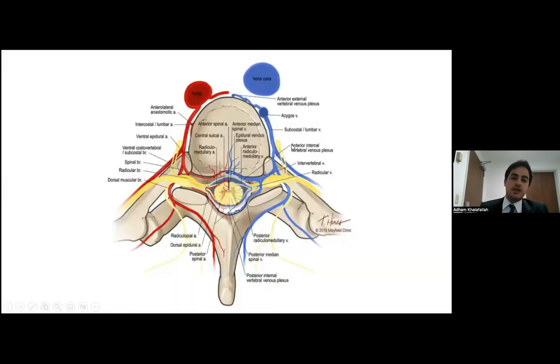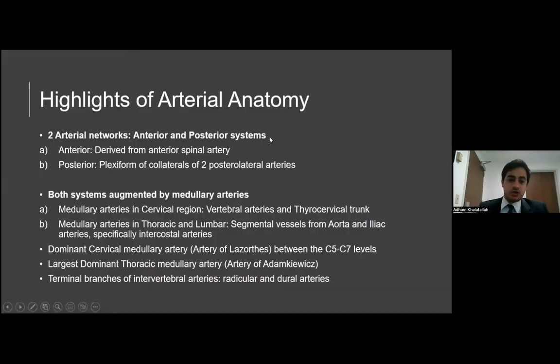It's very essential to understand the spinal cord vascular anatomy to be able to understand the spinal vascular malformations, which is something that has developed over time. So I want to highlight the things that we know about the arterial anatomy of the spinal cord as of now. The spinal cord has 2 arterial networks, the anterior network and the posterior network.